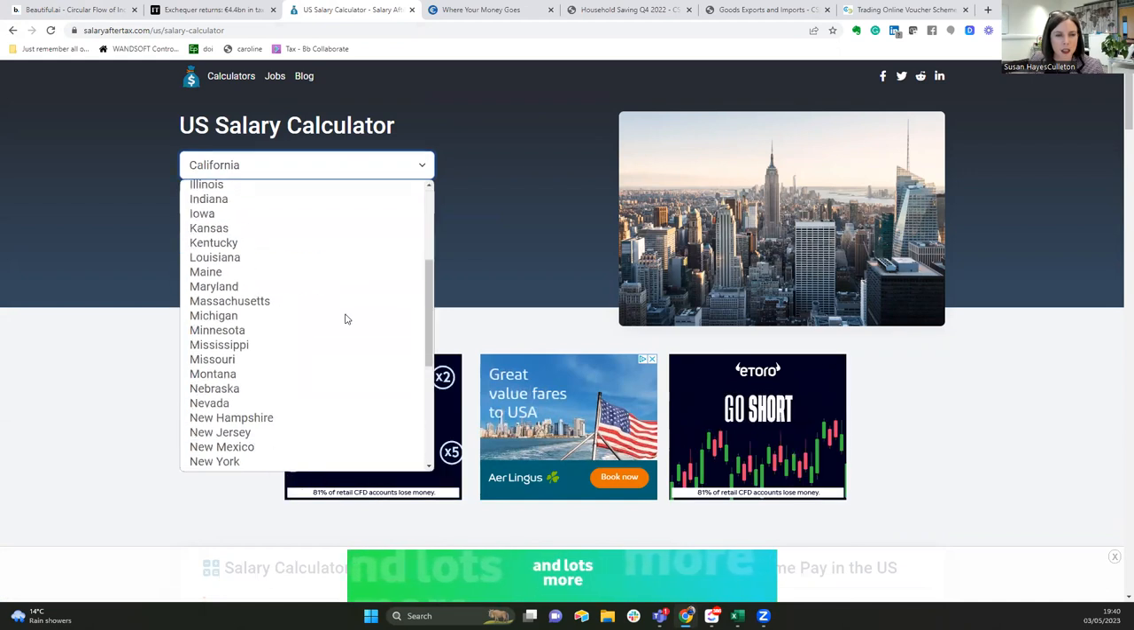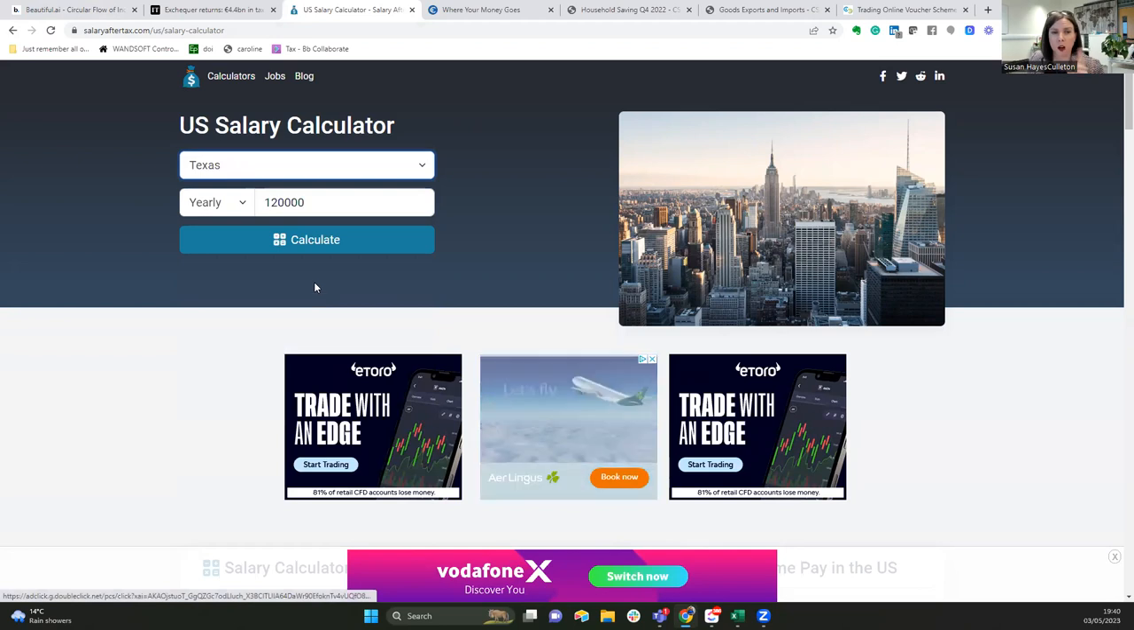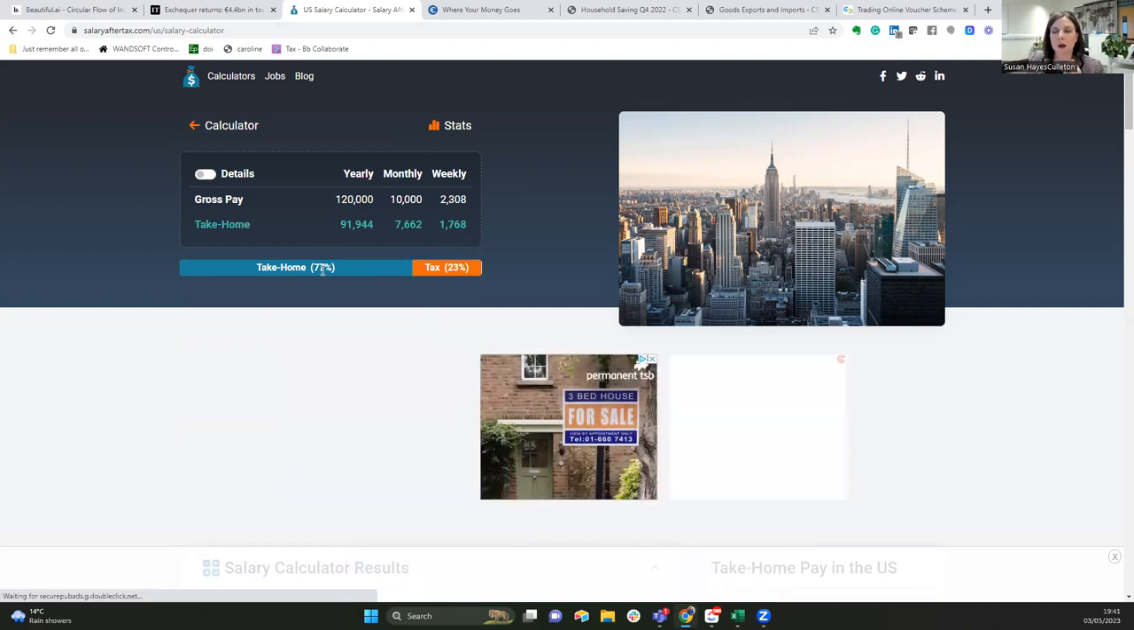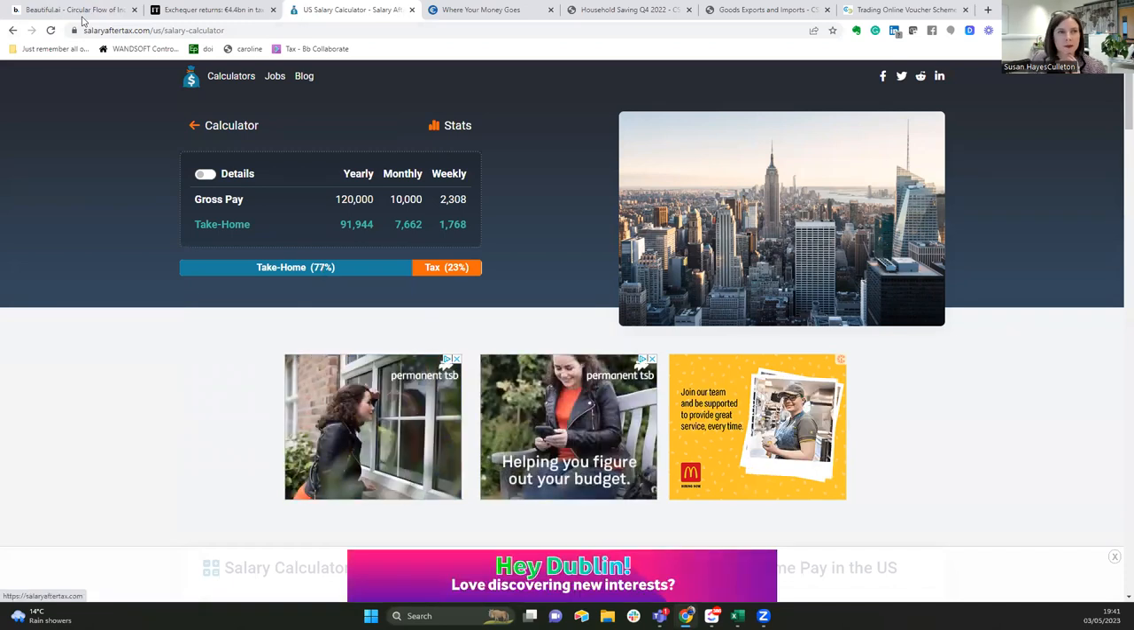I am going to go to Texas. Let's take Texas. Love Texas. I'm going to click calculate. And here you can see out of 120,000, I would be keeping 77% of that. In Ireland, I would be keeping 60% of that. And in Belgium, I would be keeping 48% of that. So there you can see the different tax takes.